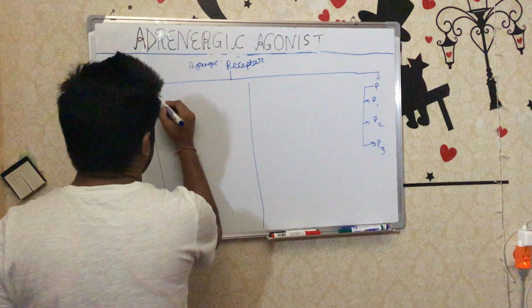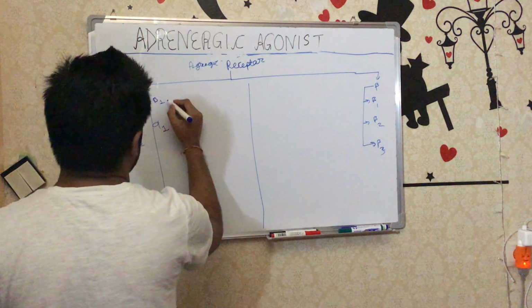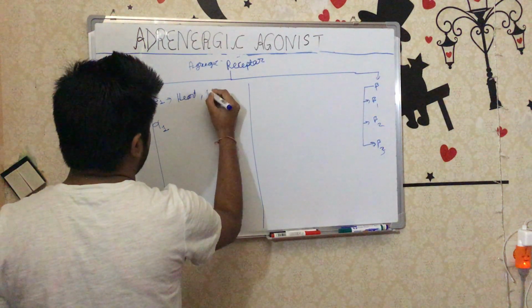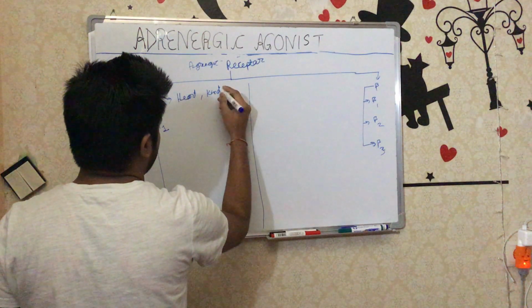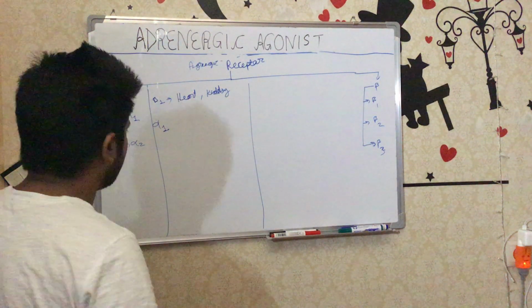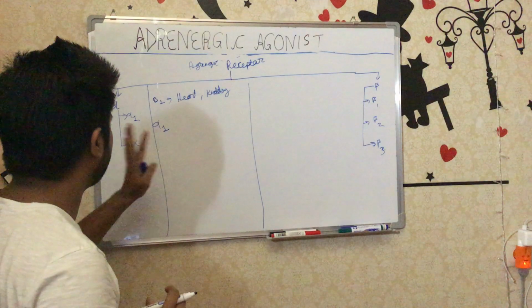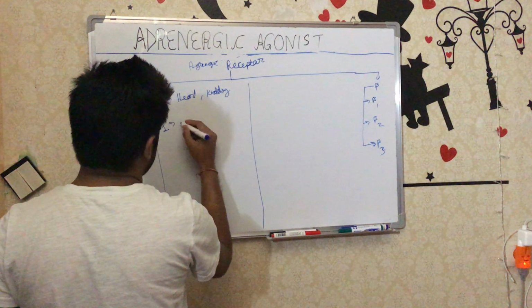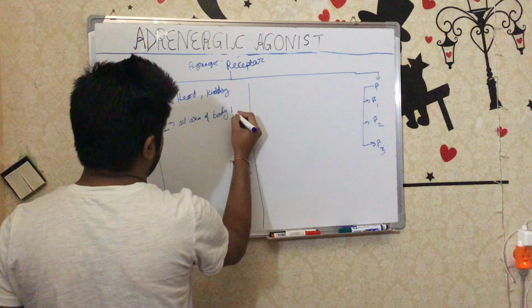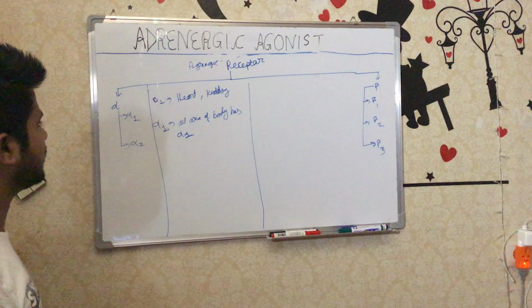First we discuss beta 1 and alpha 1 stimulating receptors. Beta 1 is found in the heart and kidney. Except for the heart and kidney, everywhere in the body where there is an adrenergic receptor, there is an alpha 1 receptor. So there is no need to remember where alpha 1 is and where beta 1 is.